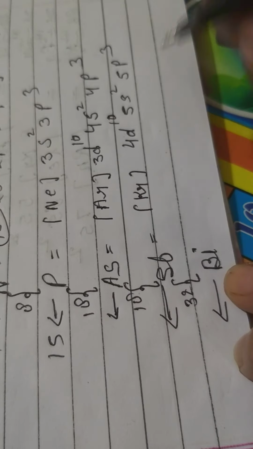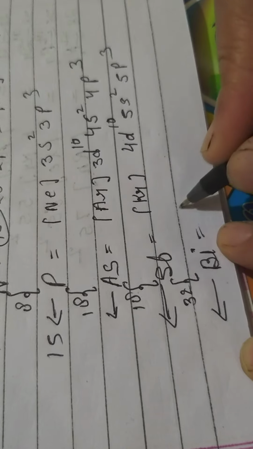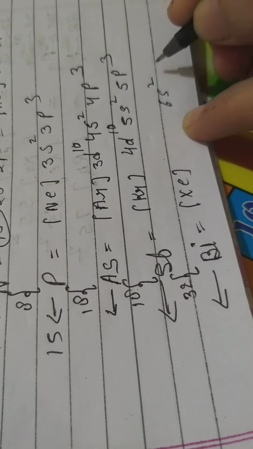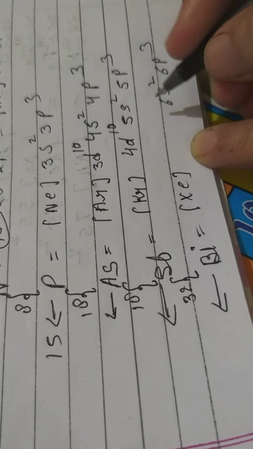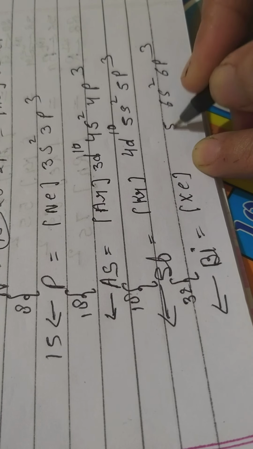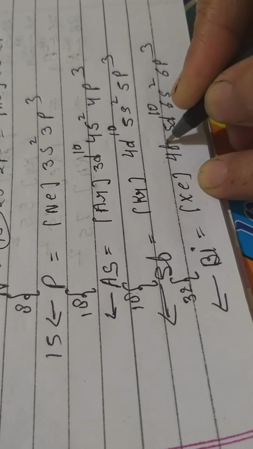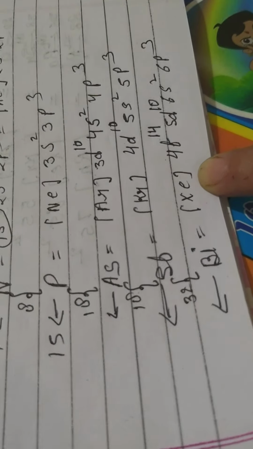Okay, now in bismuth, what will you write? Krypton. After krypton, xenon, that is to be 6s2, 6p3. Here you have to write 5d10, as well as F also. So you have to write 4f14. Okay, I think now you all have got it how to do the configuration.